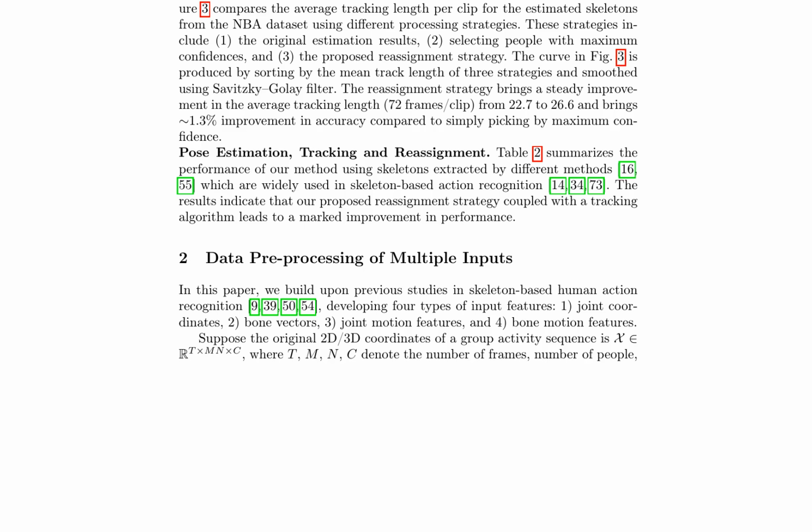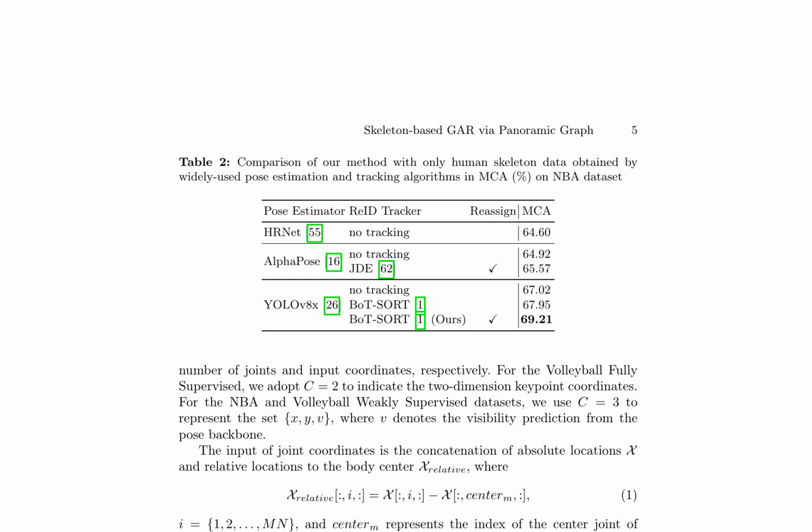Additionally, the data pre-processing aspect is detailed, including the development of 4 types of input features for skeleton-based human action recognition. The authors present a comparative analysis of their method with other widely used pose estimation and tracking algorithms on the NBA dataset, focusing on multi-camera association, MCA, accuracy. Their approach, which utilizes a panoramic graph, achieves an MCA of 69.21%, outperforming existing methods such as HRNet, AlphaPose, JDE, YOLOv8x, and BoT-SORT.